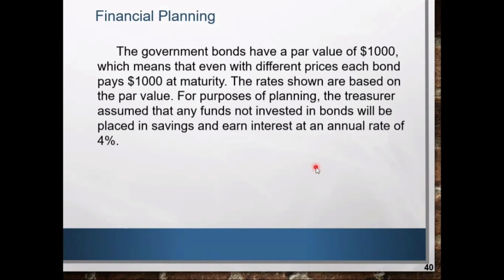Next, the government bonds have a par value of 1,000, which means that even with different prices, each bond pays 1,000 at maturity. The rates shown are based on the par value. For purposes of planning, the treasurer assumed that any funds not invested in bonds will be placed in savings and earn interest at an annual rate of 4%.